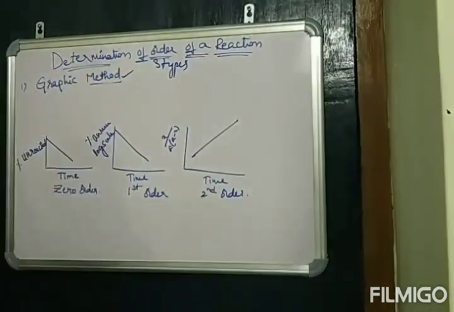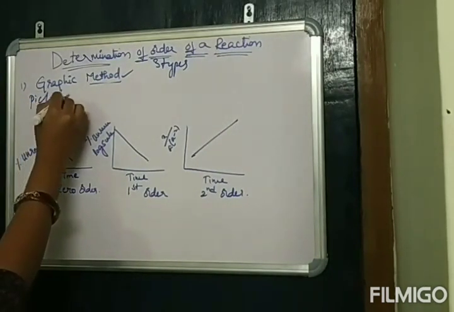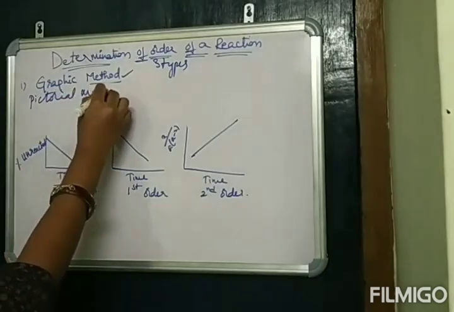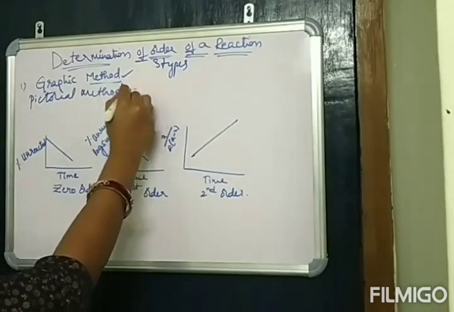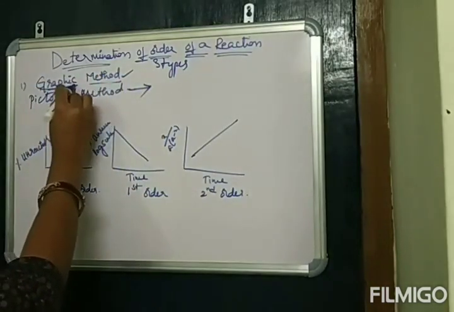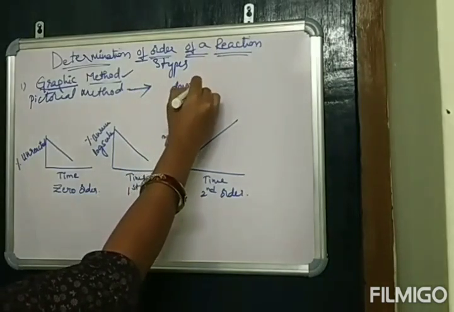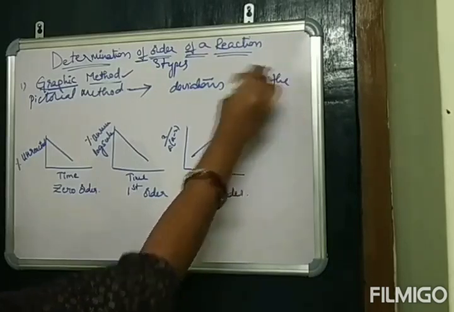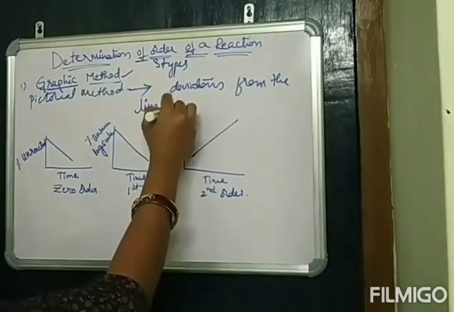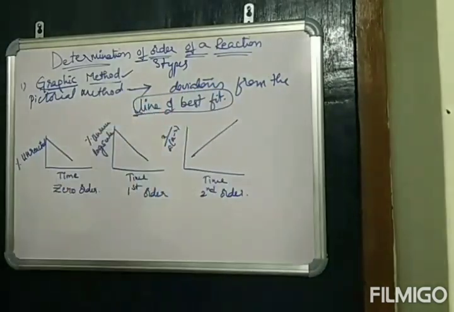First one is graphic method. In this method, it is a pictorial method. It is more reliable because of deviations from the line of best fit.